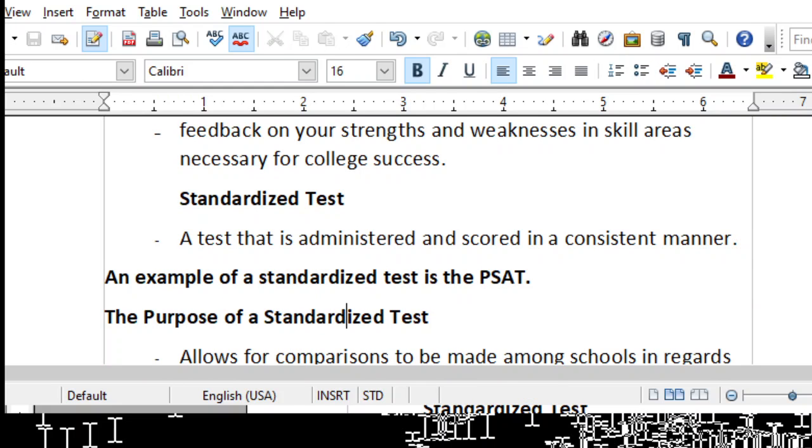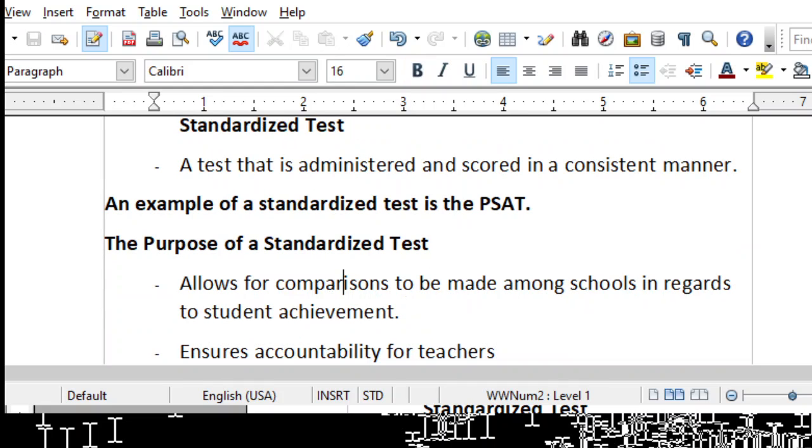An example of a standardized test is the PSAT. All right, the purpose of a standardized test allows for comparisons to be made among schools in regards to student achievement. So one purpose for a standardized test is to say, okay, the students at Mumford are doing better than the students at Henry Ford. Or the students at Henry Ford are doing better than the students at Mumford. So it just compares one group of students at one school to another group of students.